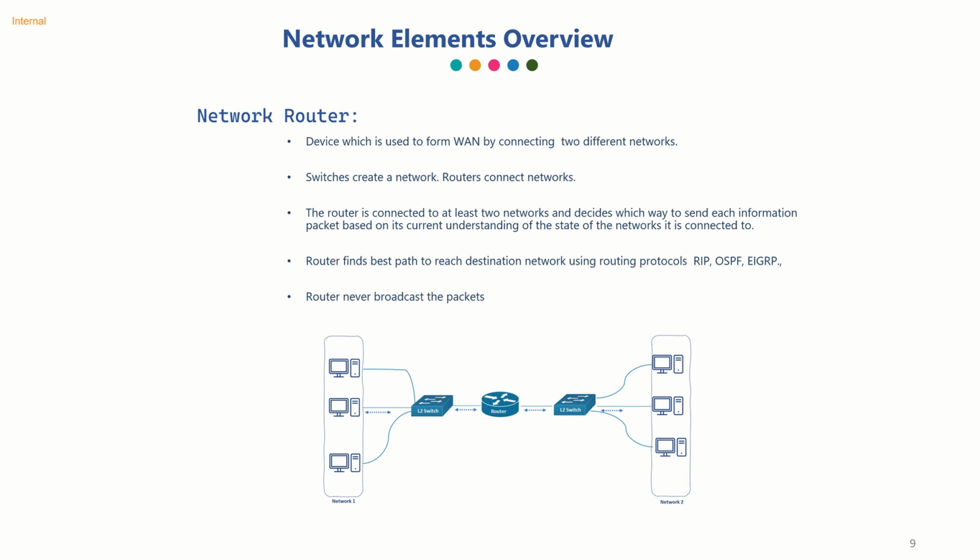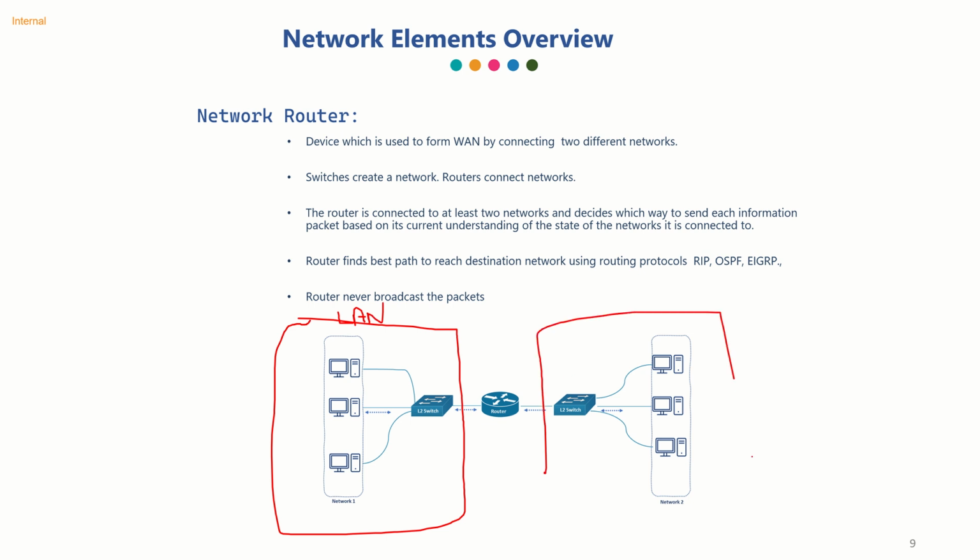So the router, it's a very important concept. Let's take this network structure. You have a local area network here. This is one LAN, okay, and this is another LAN. Let's say this is LAN 2 and this is LAN 1. So you have devices like A, B, C, and this is D, E, F.